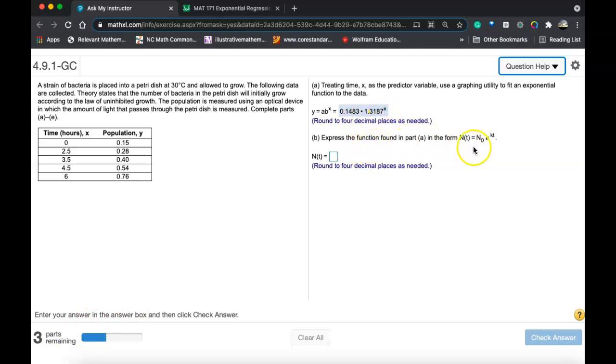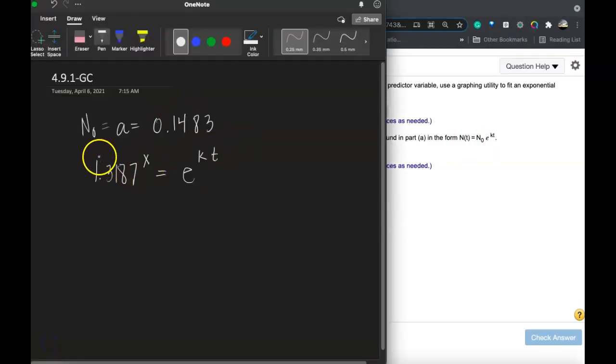In the next part, you're asked to express this same model in a slightly different form. To begin with, I see N sub 0 here as an initial value. That's going to be the same thing as this initial value, a. Both of those are the value of the population at time 0. So N sub 0 is the same thing as 0.1483. e is a constant, and k here is the growth rate that I need to solve for. So let's write an equation to do that. I've started a little bit of that process here.